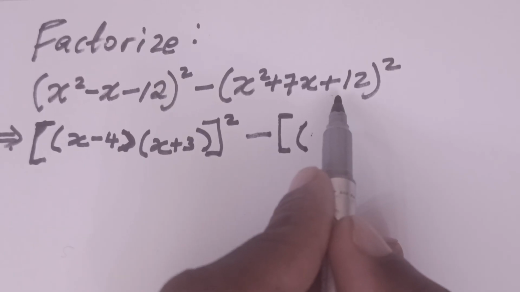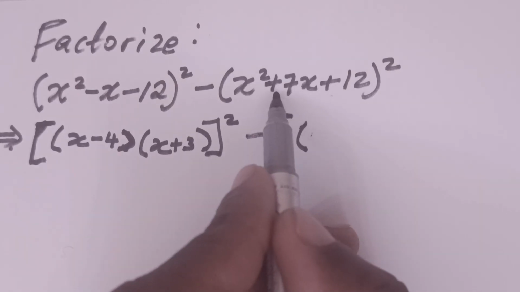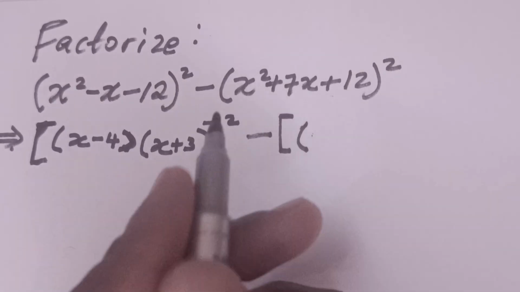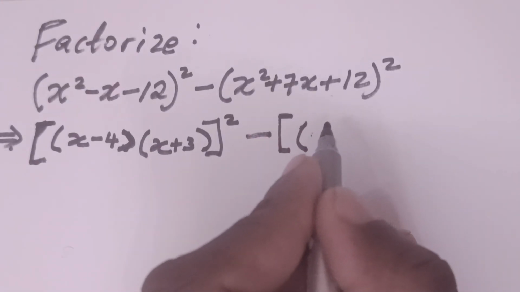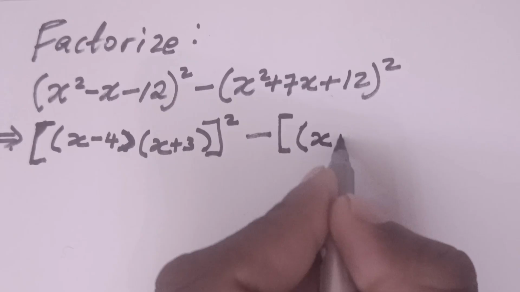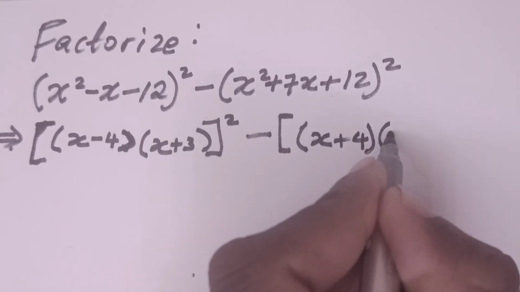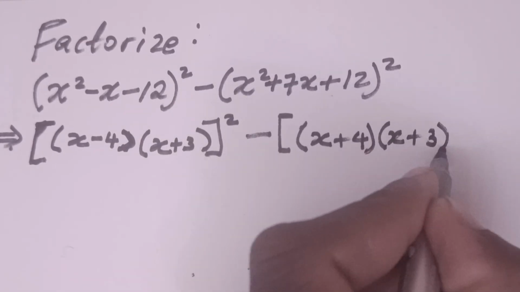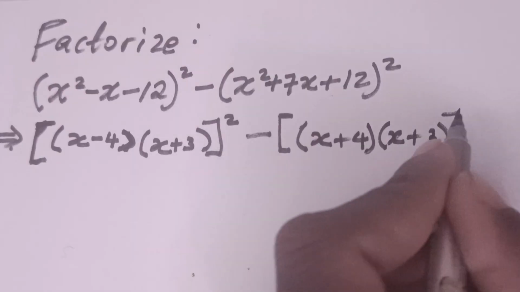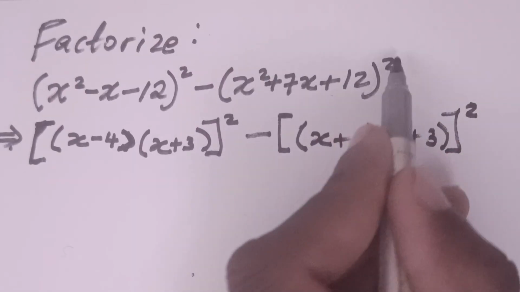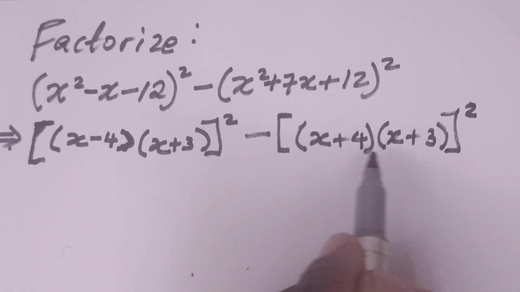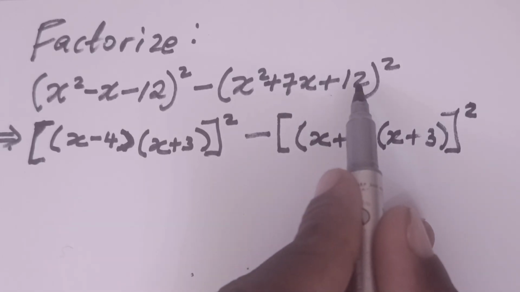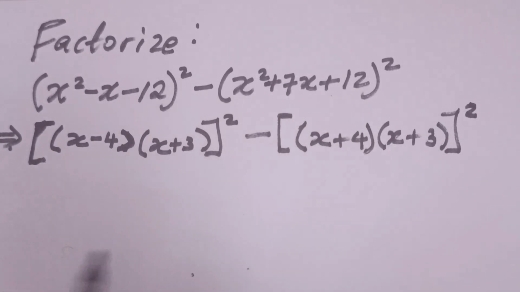You don't know yet if they are positive or negative, except from the middle term. So if you look at it, it's definitely going to be (x + 4)(x + 3), all squared. x plus 4, because 4 plus 3 gives you 7, and 4 times 3 gives you a positive 12.